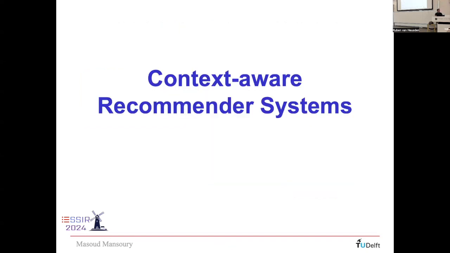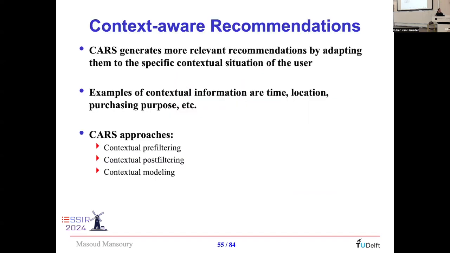The next recommendation approach is context-aware recommendation. In context-aware recommendation, we utilize contextual information for generating the recommendation. It might be able to generate more relevant recommendations for the users. Contextual information can be things like time, location, or purchasing purpose.